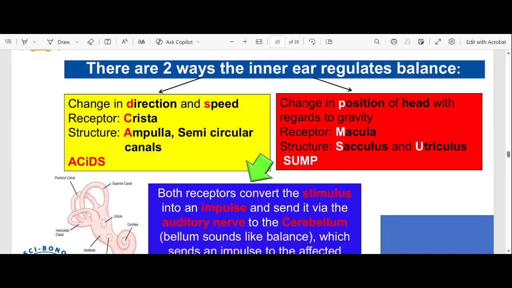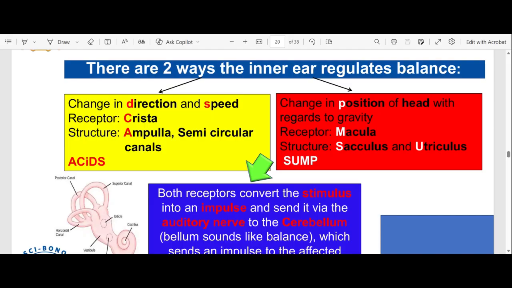Hence, we have this acronym called ACIDS, right? So A stands for ampulla, C stands for cristae, I is just for us to make an acronym that sounds good so that you can spell it. So I does not mean anything, but D is for direction and S is for speed, right? You can actually write the whole balance process by just looking at this acronym. So let's look at our ACIDS.